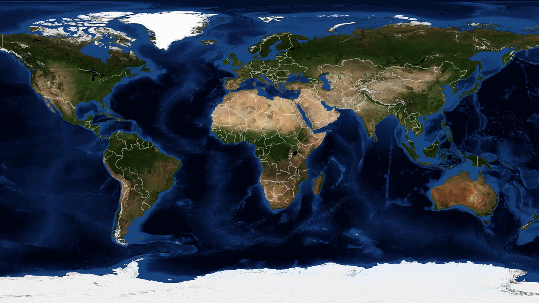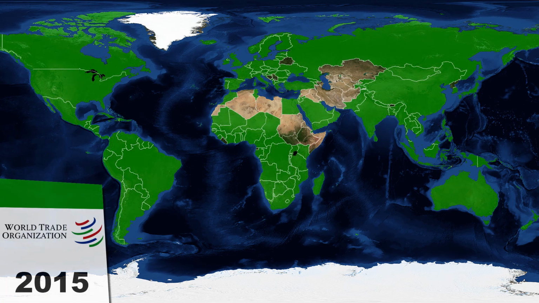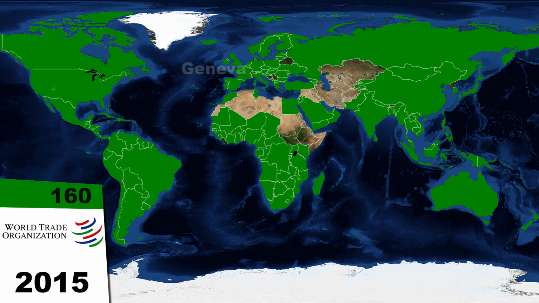Today we have a look at the World Trade Organization. Firstly, we mark the member states of the World Trade Organization. Altogether there are 160 member states. Its headquarters is in Geneva, Switzerland. The main purpose of the World Trade Organization is to regulate and liberalize world trade.